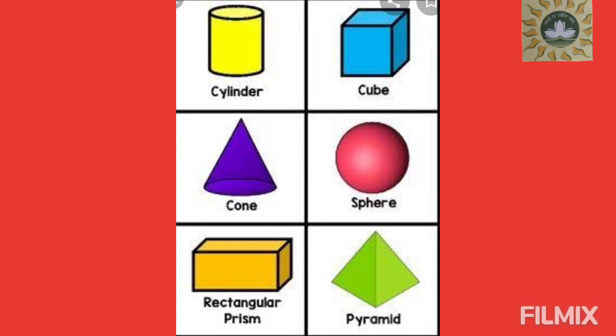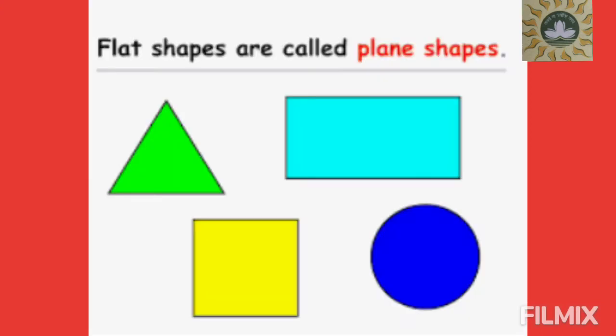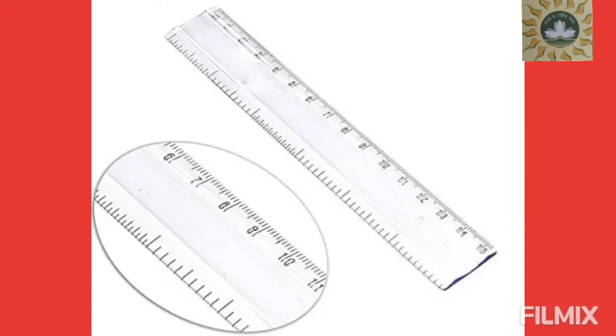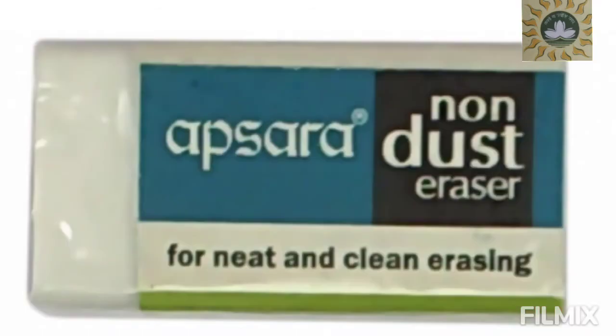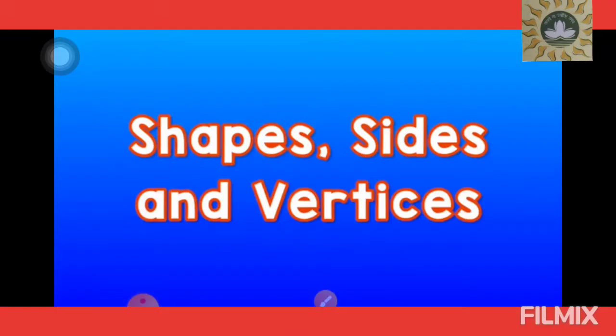In today's class, we will be continuing with the geometry. Today, we are going to learn about the 3D shapes. And to draw these 3D shapes or any plane shape, the most important thing that you need is a ruler or scale and pencil along with a good eraser. So, are you ready? Let's continue with 2D shapes.